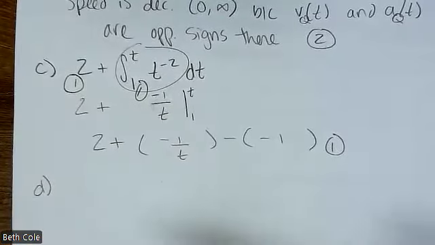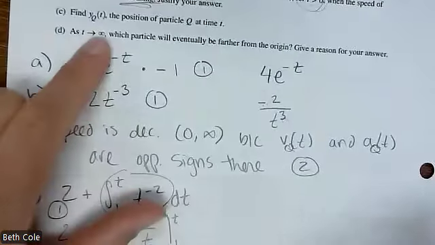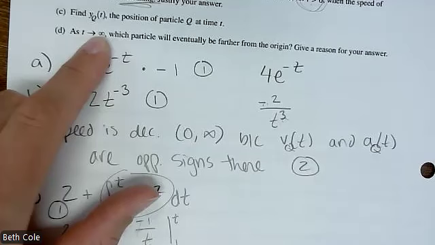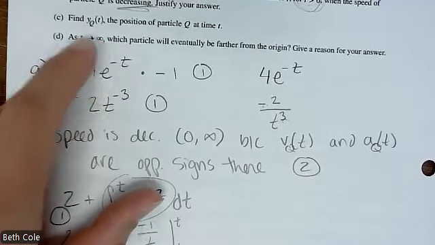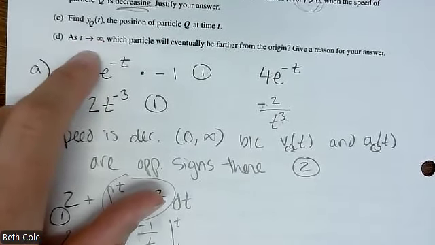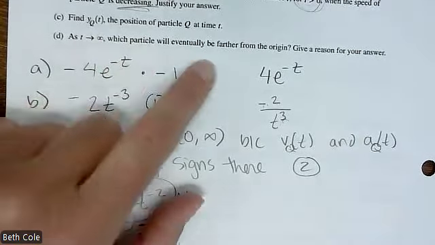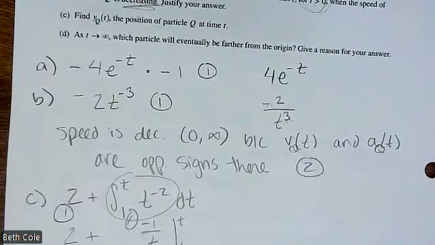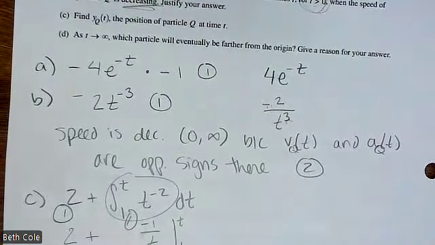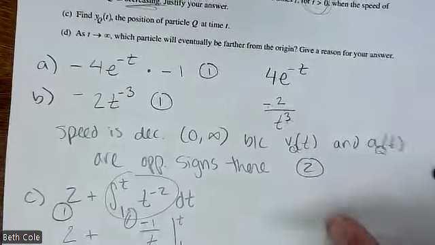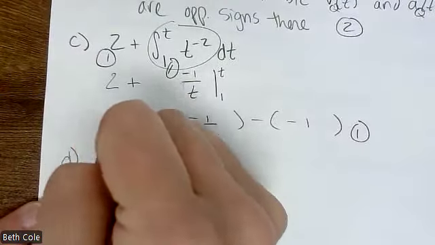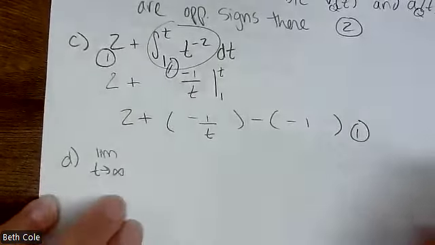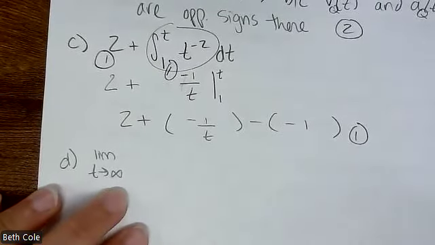We can make it. It says, as time goes onwards, what does that feel like to you? It feels like a limit. You're right, because it is, all right? Which particle will eventually be further away from zero? Is that position or velocity? Good, it's where it is, all right? So we're gonna do limit as time goes to infinity for position of particle P.